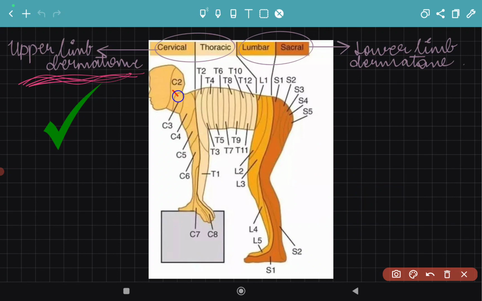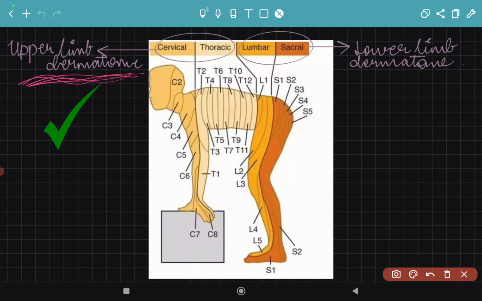So C2, then going down C3, C4, C5, C6, then this way C7 and taking a turn up. C8 is ending over here, medial side. Then T1 is also at the medial side and it is going up basically. If you traverse this way, then up here we have T2. It will continue now till T12. T2, T3, T4, T5, that way till T12 over here.